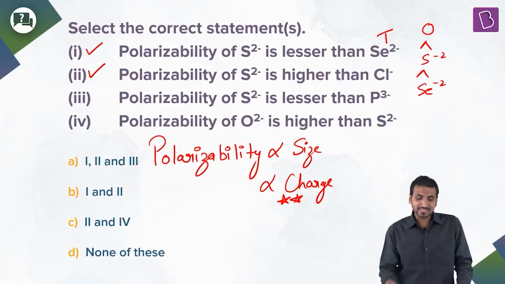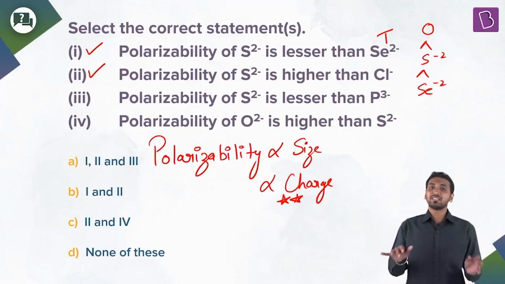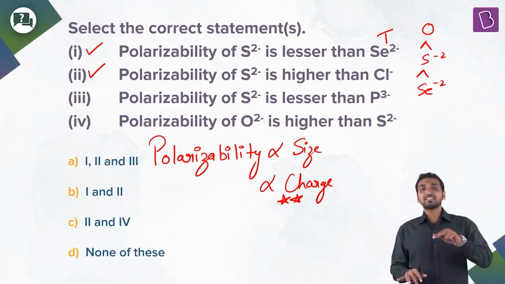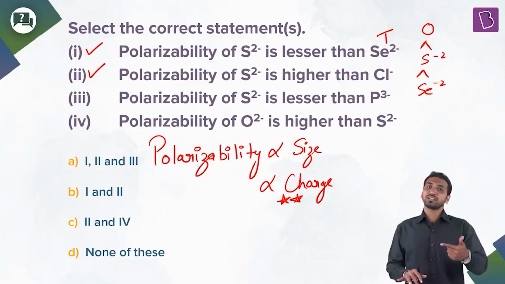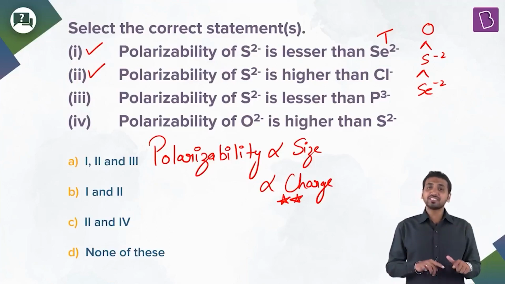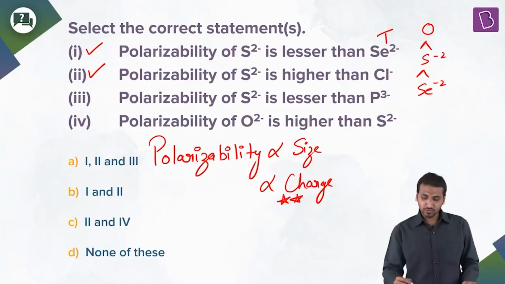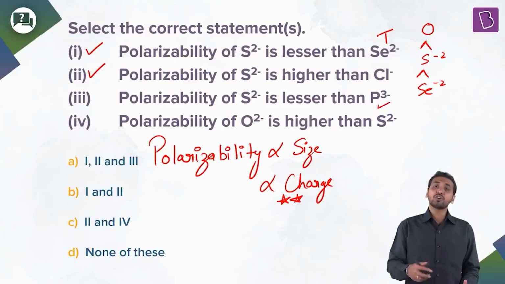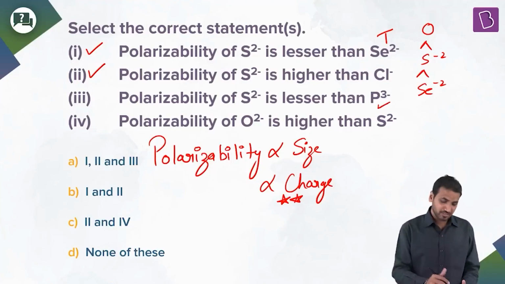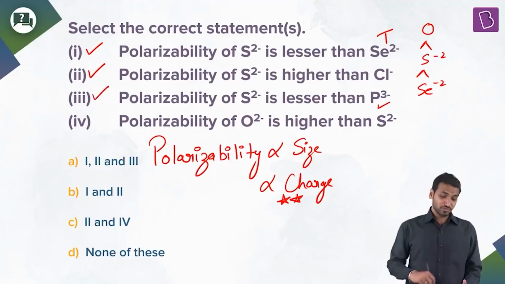Polarizability of S2 minus is lesser than P3 minus. Again, P3 minus has 3 minus charge, S2 minus has 2 minus charge. And polarizability is directly proportional to charge. Higher the charge, higher the polarizability. So P3 minus will have higher polarizability than S2 minus, or you can say S2 minus will have lesser polarizability than P3 minus. This statement is also true.